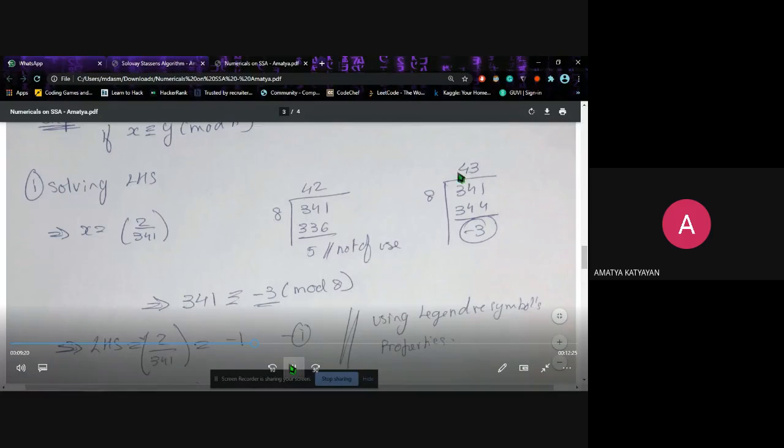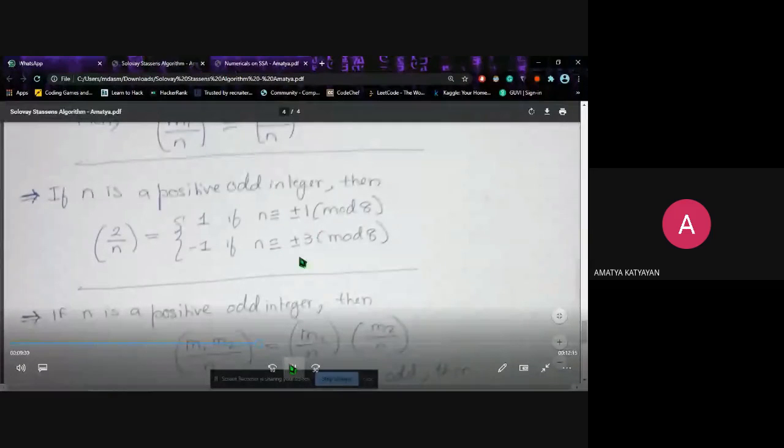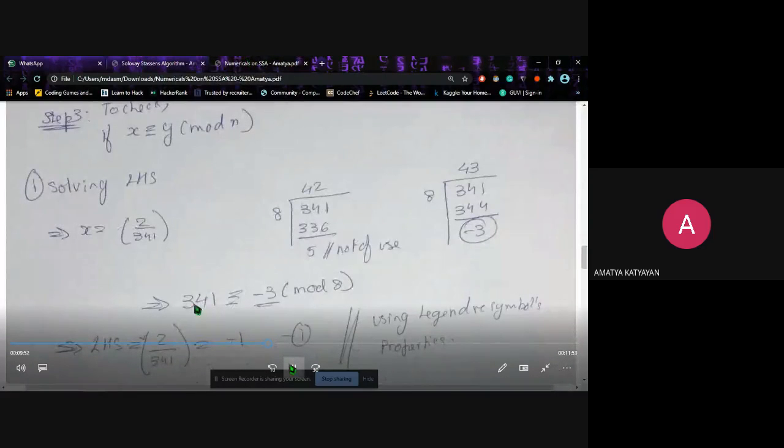Now checking the next number, 8 into 43, you will get the value as 344. If you subtract these two numbers, the answer will be a negative number, that is negative 3. And negative 3 is very much of use to us, as n is congruent to plus minus 3. And since they are congruent, the value of the Legendre symbol would become minus 1, since we are in this form. That is 341. n is congruent to minus 3 mod 8.